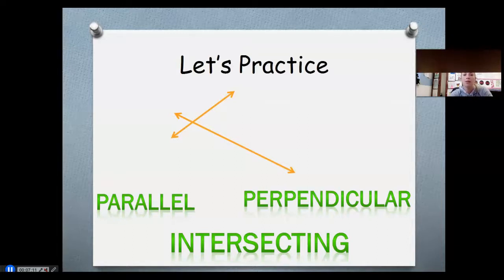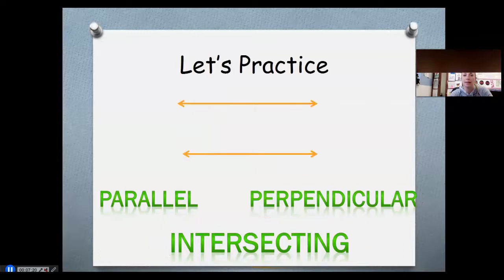If you chose that these lines are intersecting, you are correct. These lines are just crossing anywhere. Therefore, they are intersecting. What about these lines? Are these lines parallel, perpendicular, or intersecting?